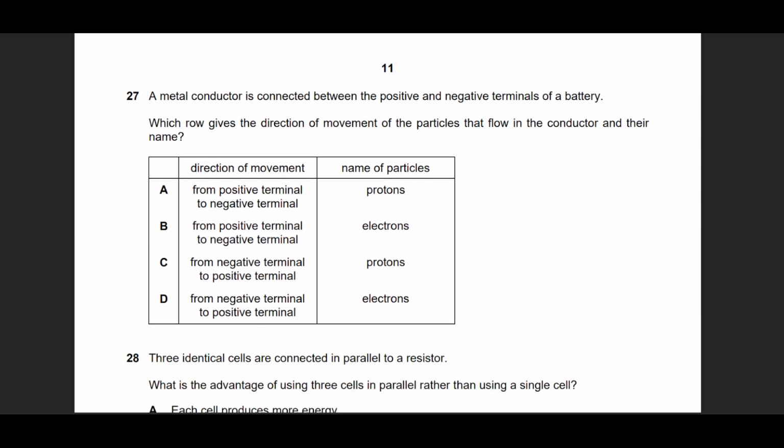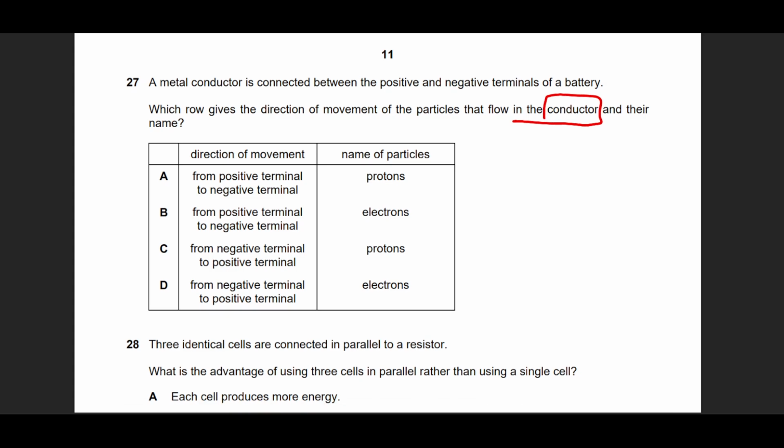Question number 27. This is a bit confusing. The metal rod between positive and negative terminals of the battery, which shows the direction of movement of particles that flow in the conductor and their name. So we do have a conventional current that flows from positive to negative, and protons generally, but again, protons don't move. Positive charges don't move at all. So what's the truth? The truth is that the charges will move from negative to positive.